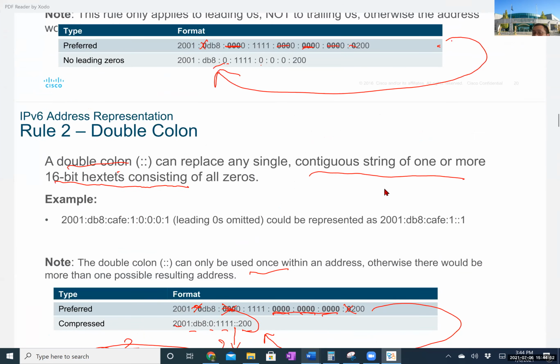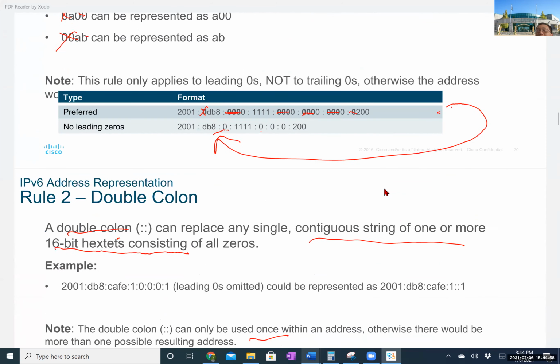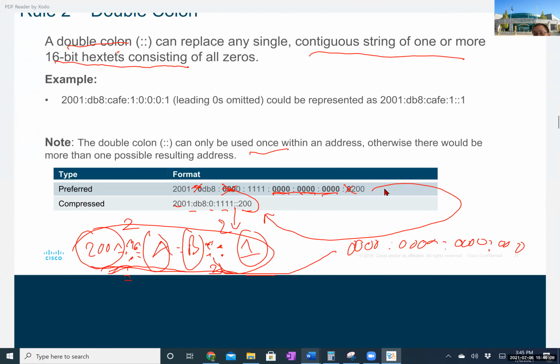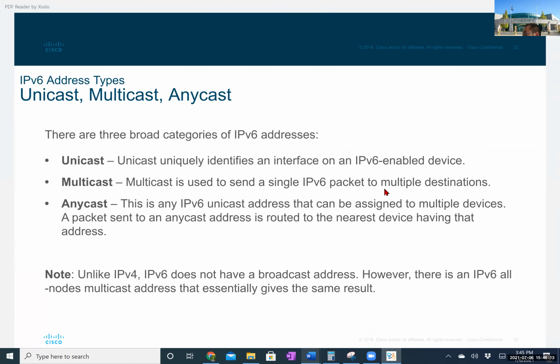in order to compress the IPv6, the first rule is omitting the leading 0. The second one, you can replace a continuous group of 0 with the double colon here. But remember, it only works one time only. Does it make sense? Yeah, that's making sense. Yep.